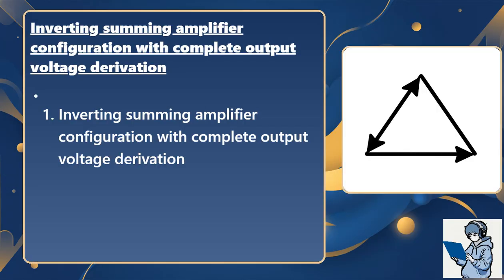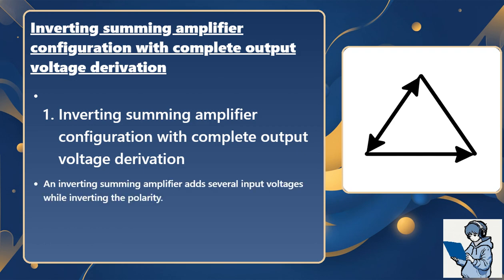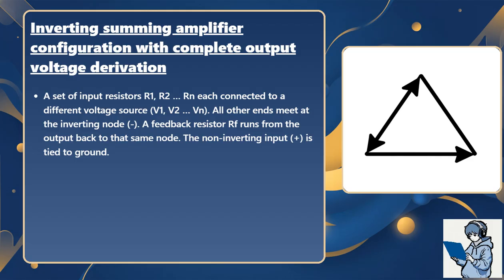Part two: inverting summing amplifier configuration with complete output voltage derivation. An inverting summing amplifier adds several input voltages while inverting the polarity. A set of input resistors R1, R2, Rn, each connected to a different voltage source V1, V2, Vn. All other ends meet at the inverting node. A feedback resistor Rf runs from the output back to that same node. The non-inverting input plus is tied to ground.